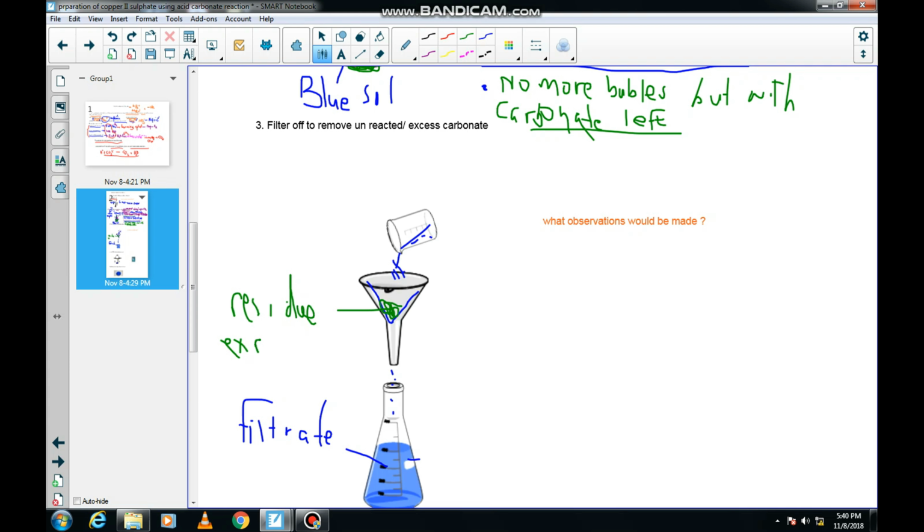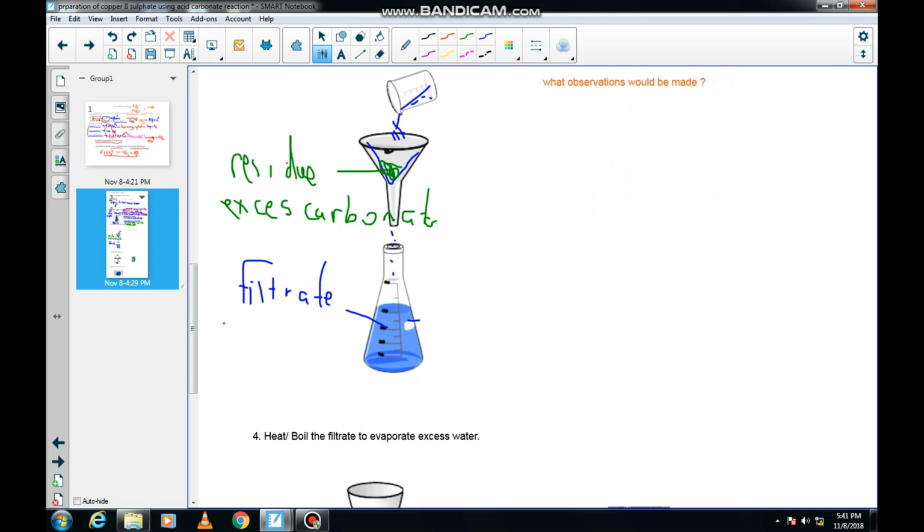The unreacted or excess carbonate remains trapped in the filter paper as residue, and the salt solution, which is copper 2 sulfate solution or aqueous copper 2 sulfate, passes through and collects as filtrate. It is important to write these two as capital letters, capital I, and enclose it in the brackets.